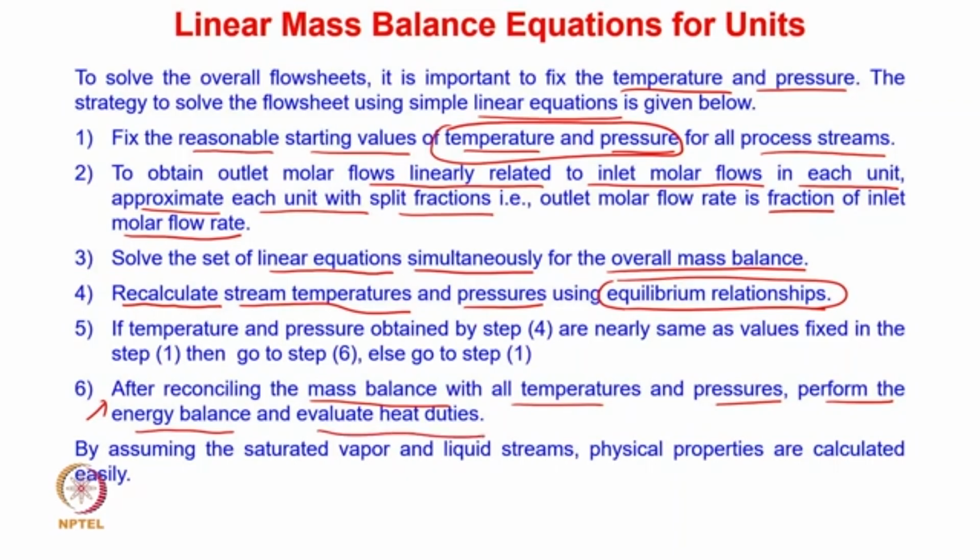But let's say these temperatures and pressures obtained using the equilibrium relationships are not same as the assumed values. In that case, we again go back to step 1, and we assume new values of temperature and pressure, and we do this entire procedure iteratively till the assumed temperature and pressure and the obtained temperature and pressure by using the equilibrium relations match. So clearly in this case, saturated vapor and liquid streams are assumed. That enables calculating the physical properties easily.